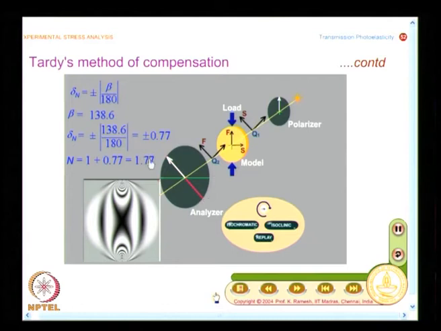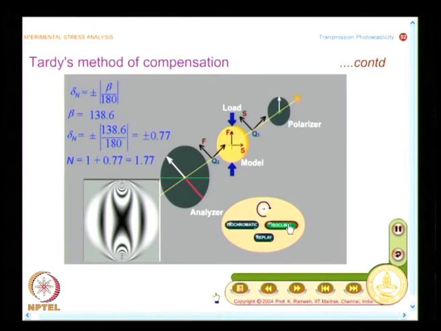So, what I find? I find the angle as 138.6 degrees. Then I am able to calculate delta n, this is plus or minus 0.77. Because the fringe order 1 has moved, I attach the sign plus. So, I make it n as 1 plus 0.77 equal to 1.77. So, now what we will do is we will look at the complete procedure.